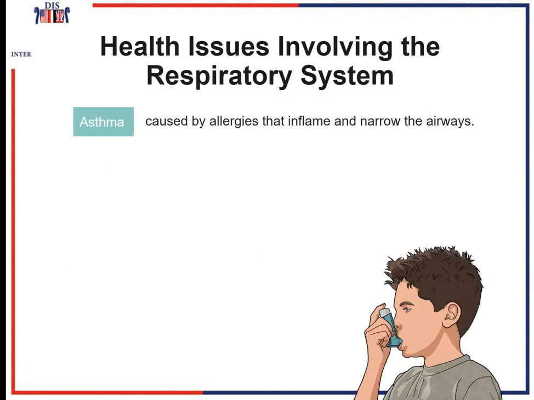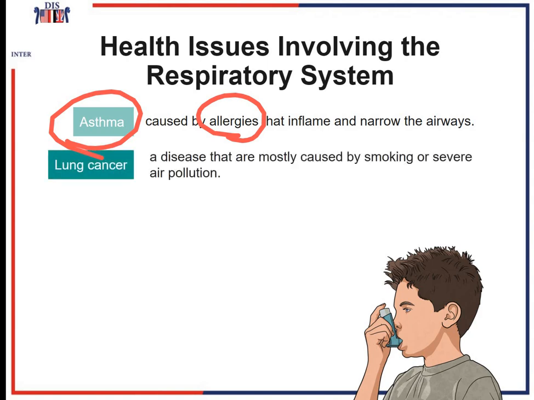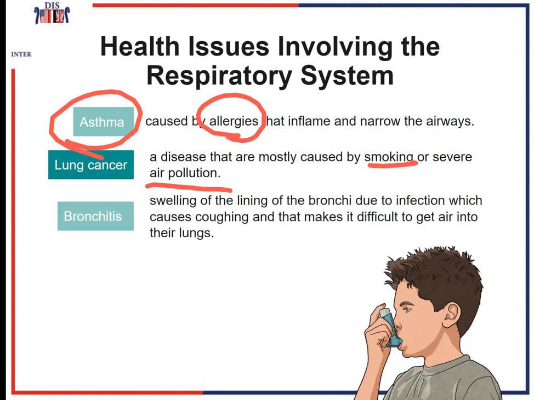What are the health issues involving the respiratory system? We have asthma. It's because of allergies that will cause inflammation in the airways. We have lung cancer because of the smoking or the air pollution. We have bronchitis. Itis is inflammation. So this is inflammation in the bronchi because of the bacterial infection.